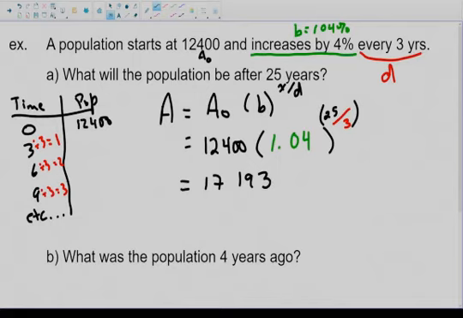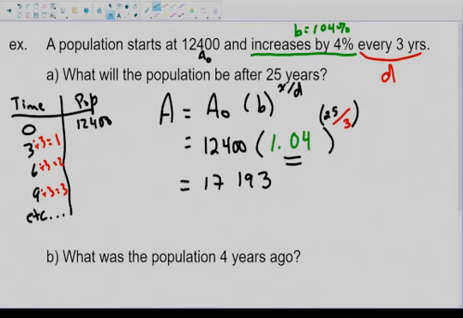is our answer. Okay? And that's it. There will be some differences if we decrease by 4%, but if you could understand how to find your B value, and you can kind of understand what your D value is, that's it. You just put it into the formula and find your answer.